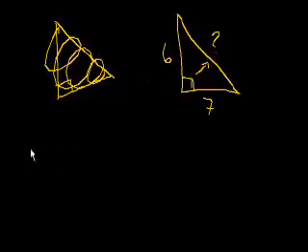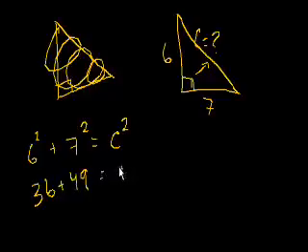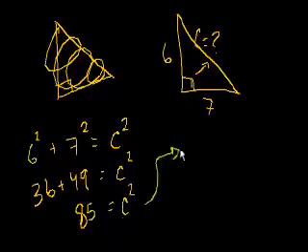So we know that 6 squared plus 7 squared is equal to the hypotenuse squared, and in the Pythagorean theorem they use c to represent the hypotenuse, so we'll use c here as well. Is equal to c squared, so we'll say c equals the length of the hypotenuse. And 36 plus 49 is equal to c squared. What's 36 plus 49? It's 85. 85 is equal to c squared, or c is equal to the square root of 85.